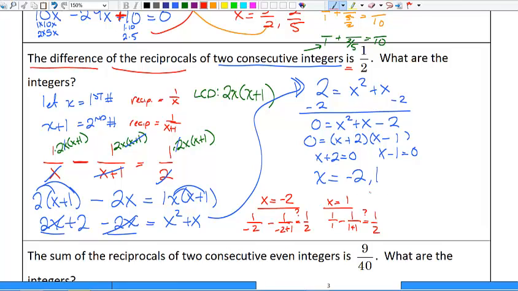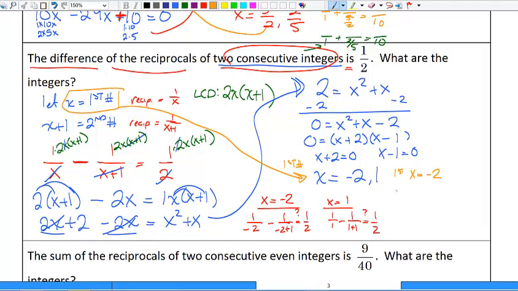But these are not consecutive numbers, right? The question was, what are the two consecutive integers? Why are these not consecutive integers? Well, remember, like in our last time we did word problems, we solved for x. And so both of these x's are first numbers. So if my first number is -2, what is my second number? Well, it's just one more than it, or -1. So -2 and -1 are consecutive integers, and they satisfy this word problem.